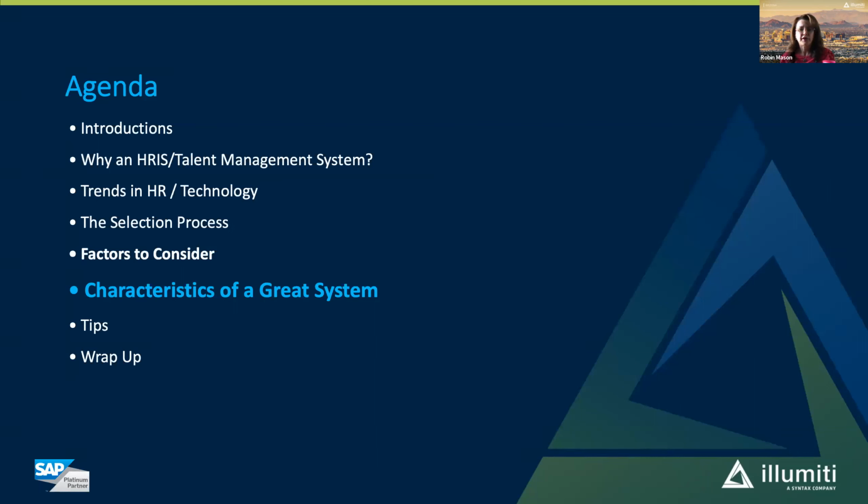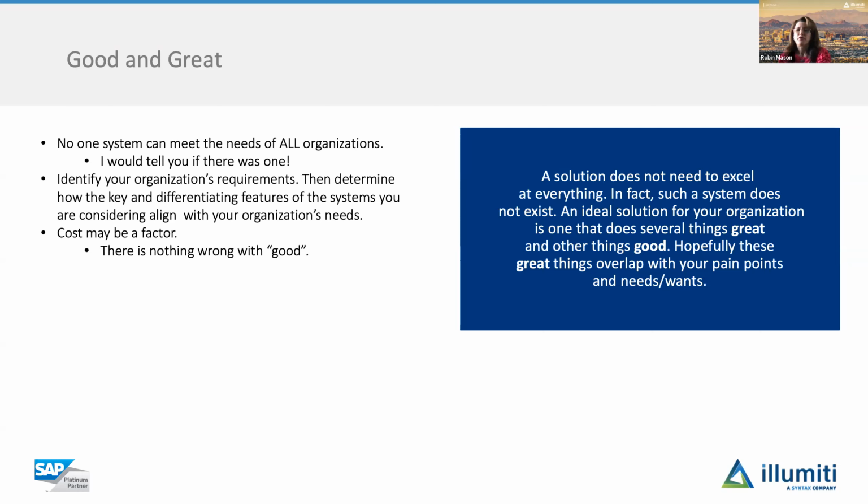Okay, so let's talk about the characteristics of a good and a great system. No system will ever do everything that you need it to. That perfect system simply doesn't exist. As you go through the selection process, you'll want to keep your list of needs and wants at the forefront of your mind, and don't get distracted by all the bells and whistles that you see in your system demos. Ideally, you want to find a system that meets all or most of your needs and many of your wants. You're going to find systems that have great characteristics and good characteristics, and you don't necessarily need to go with the system with all of the great characteristics if the system with the good ones meets your business needs, especially as you take your budget and resource availability into consideration.